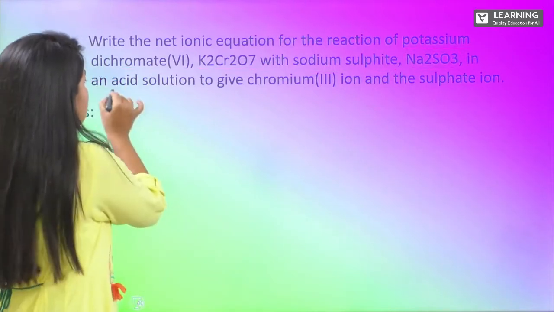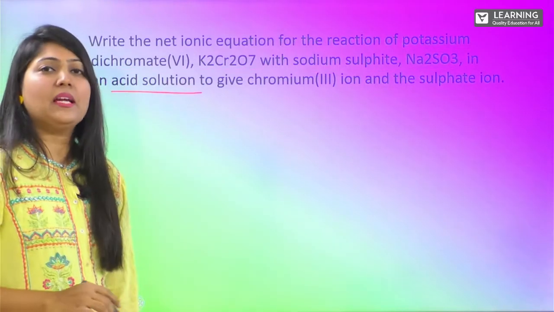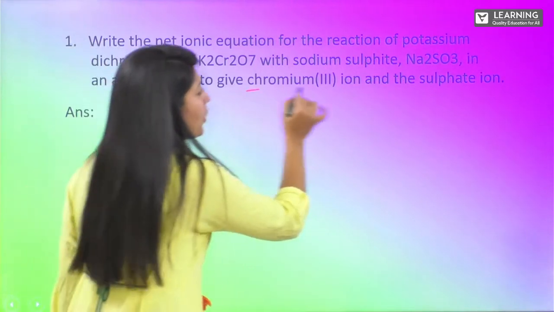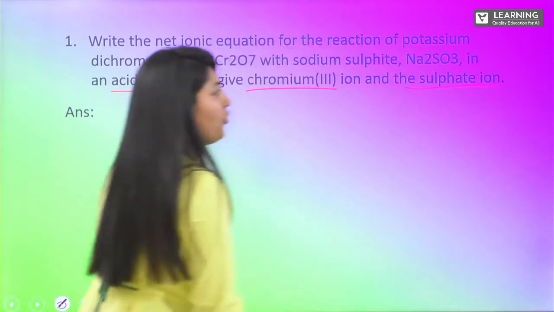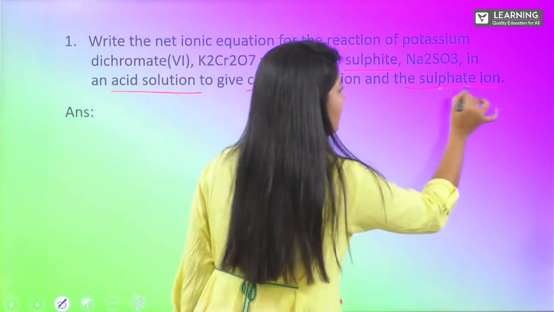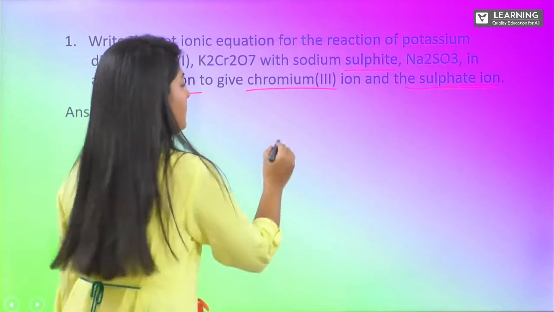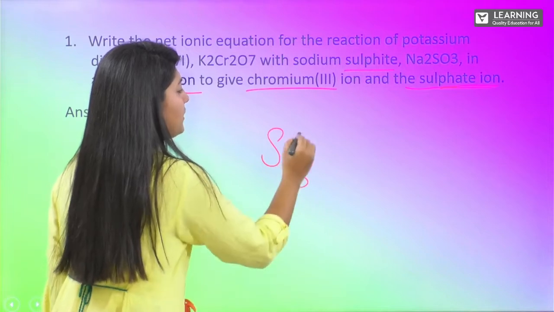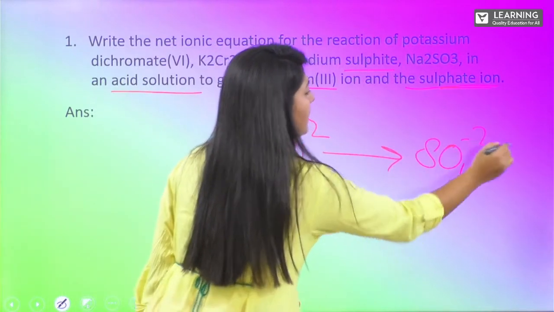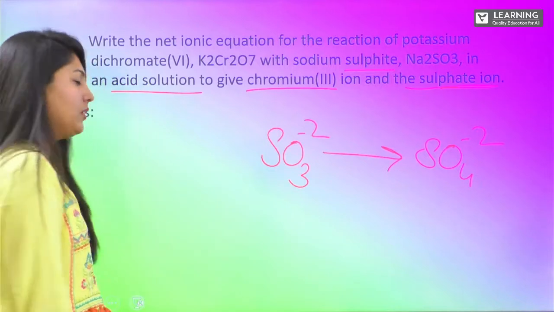Then in which medium is that taking place? Acid medium, and that gives you chromium and sulfate ions. So here you should understand the difference between sulfite and sulfate. That means SO3 -2 is being converted into SO4 -2. Okay, good.